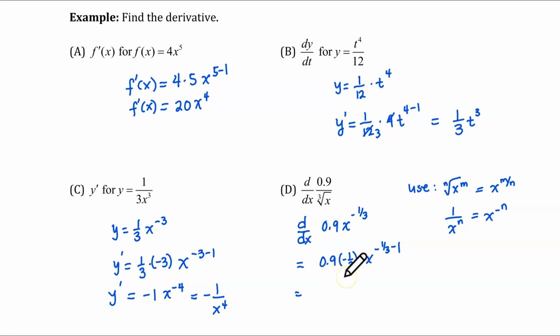Now multiplying 0.9 times negative 1/3 is the same as 0.9 divided by 3, and that is equal to negative 0.3 x to the negative 1/3 minus 1, which is negative 4 over 3. You can leave your answer like that, or you could also write this in this form, which is not really necessary.